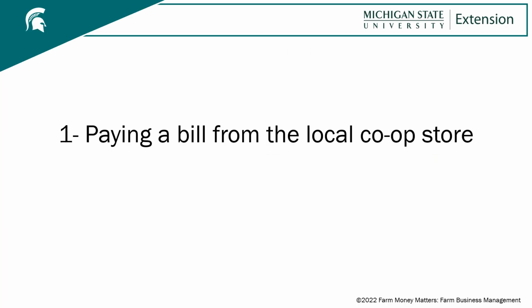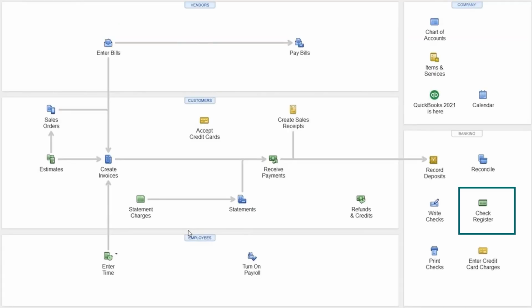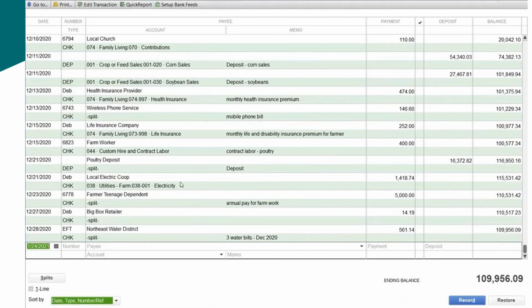So let's move on to sample entry number 1. Our first entry is a simple entry, writing a check to pay a bill from the local co-op store. This entry could be made using the check register. So if you click there, you'll see all your latest entries. The first column is the date, and here is everything for 2020. And now we are assuming we are in 2021, and this is going to be a 2021 entry. There is also the type of transaction, account, memo, and amount.